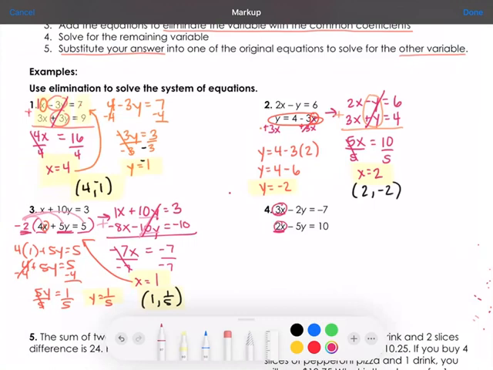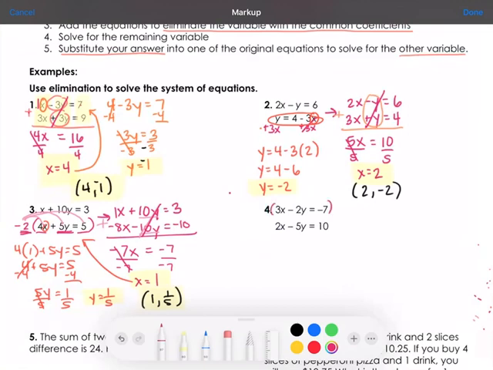You could also do the same thing with the y's. It's worth pointing out that I could multiply this by negative 5, and I could get positive 10, and I could multiply this by 2, and I could get 10. So it doesn't really matter which way you do it, just whatever you're most comfortable with. And you're trying to get an opposite, an inverse coefficient here. So I think I'm going to work with the x variable.